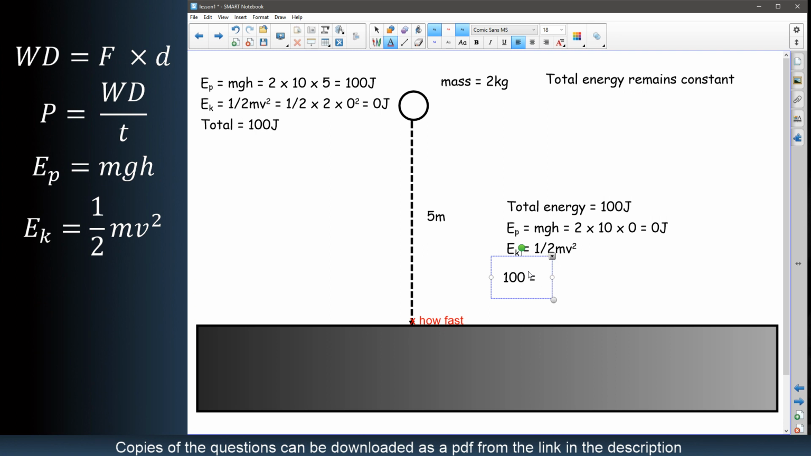So 100 equals a half times m times v squared. Then again we stick our numbers in. 100 equals a half multiplied by the mass, which was 2, times v squared. It works out quite nicely. A half times 2 is 1, times v squared, which is just v squared. So to get v, we take the square root of both sides, and that gives me that v equals 10 meters per second when it hits the ground.